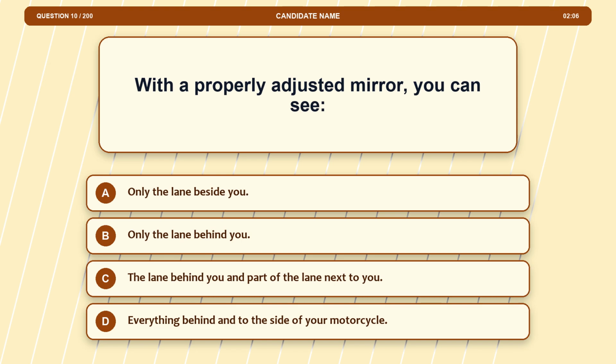Question 10. With a properly adjusted mirror, you can see: option A, only the lane beside you. Option B, only the lane behind you. Option C, the lane behind you and part of the lane next to you. Option D, everything behind and to the side of your motorcycle.